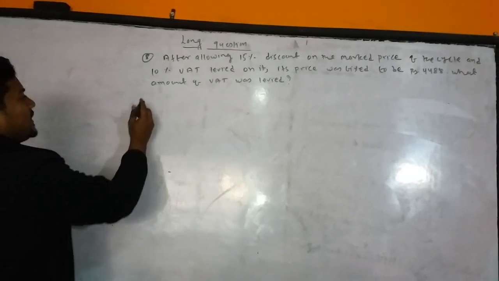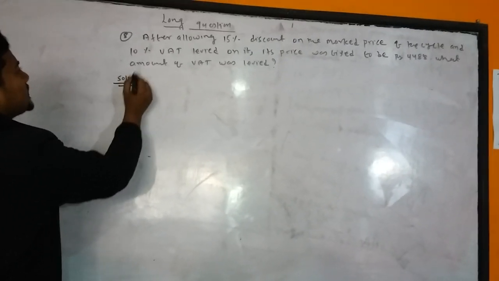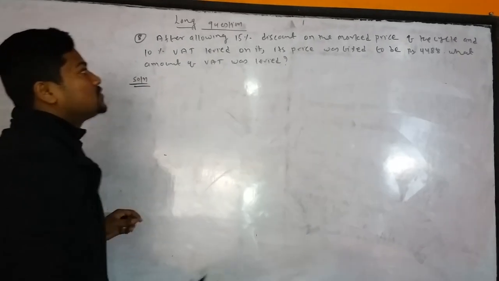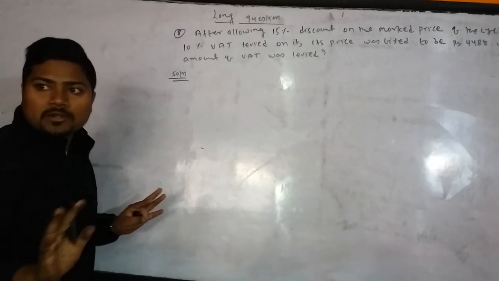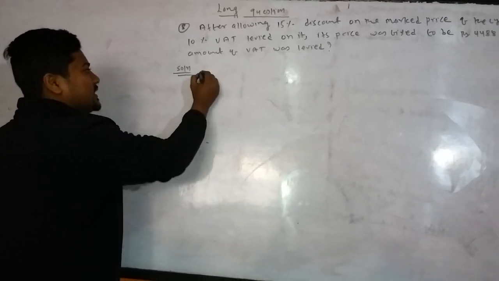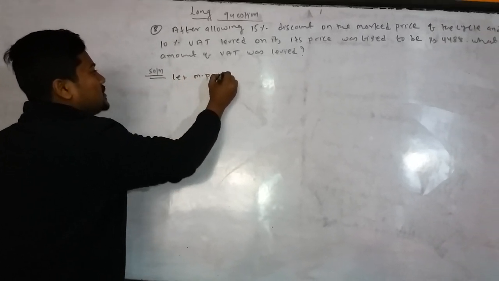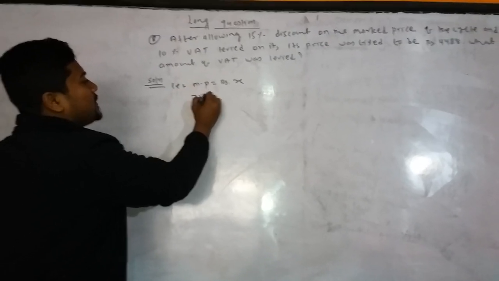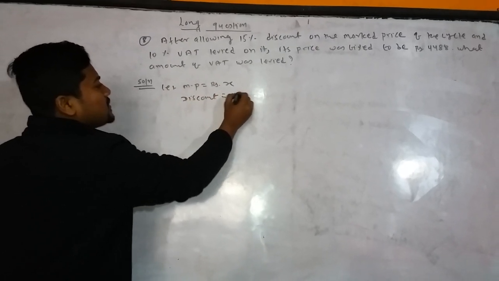Question number 8. Solution for the question number 8. After allowing 15% discount on mark price of a cycle. So discount 15% is given, but mark price is not given. So what we can say, let MP is equal to rupees X. Okay. So MP is equal to X. Discount is what given? Discount is equal to 15%.